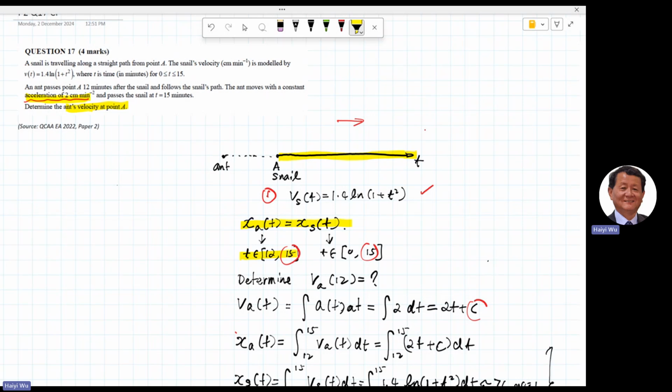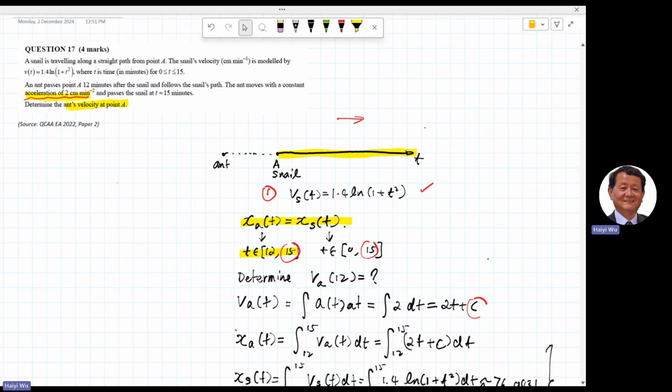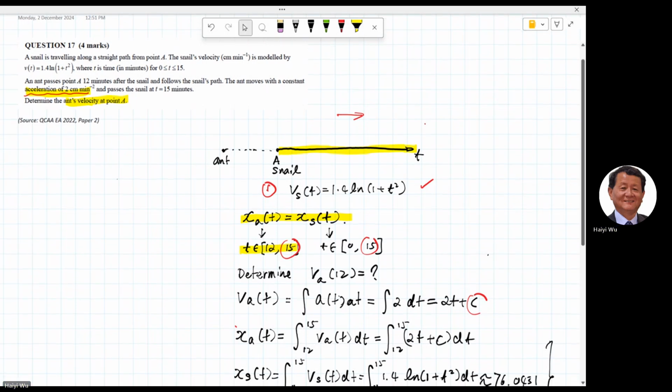So we need to determine the velocity of the ant at point A. Point A means 12 minutes, so t is 12. We need to find VA, the velocity of the ant, at time 12.